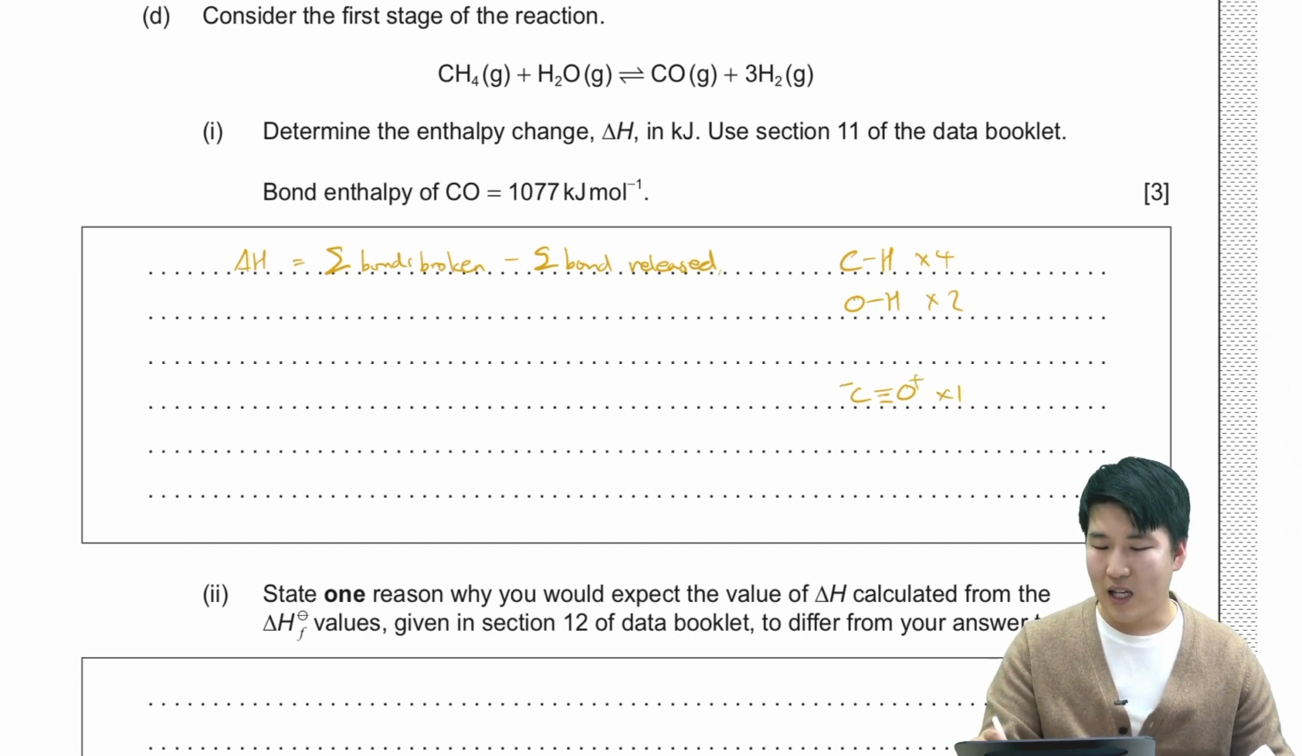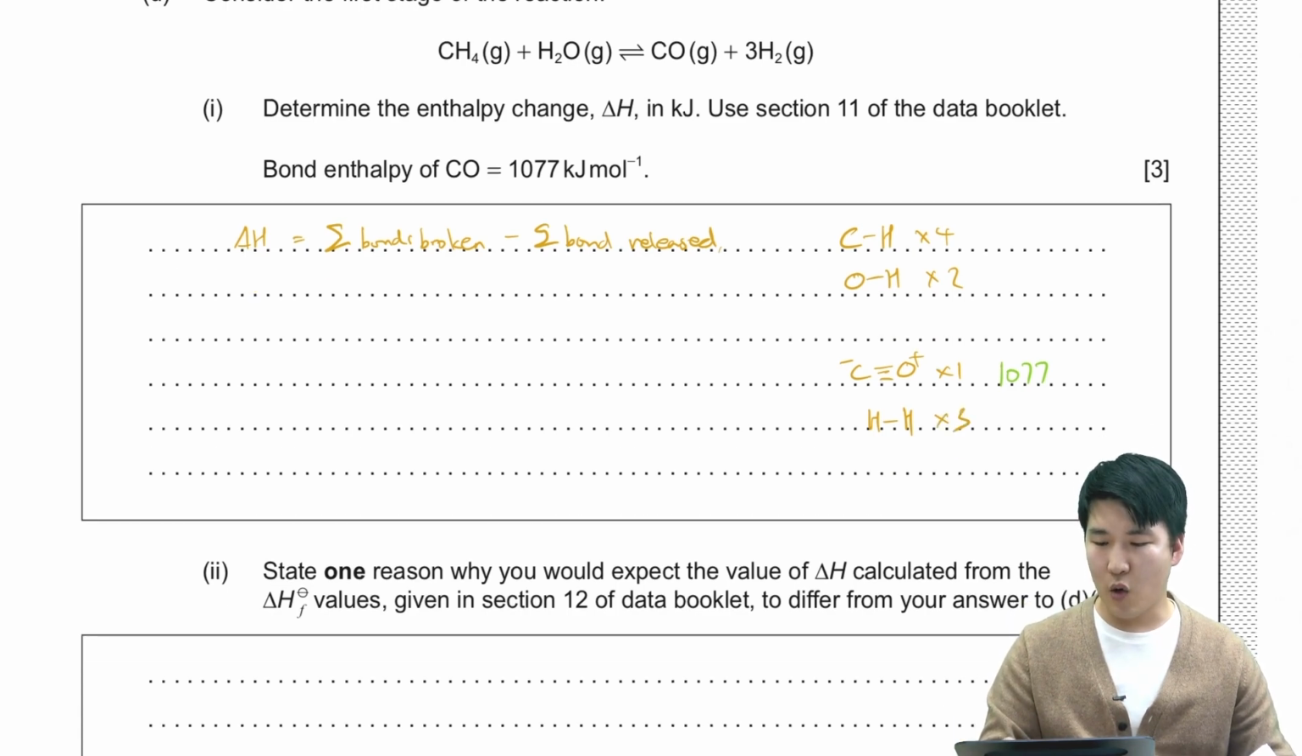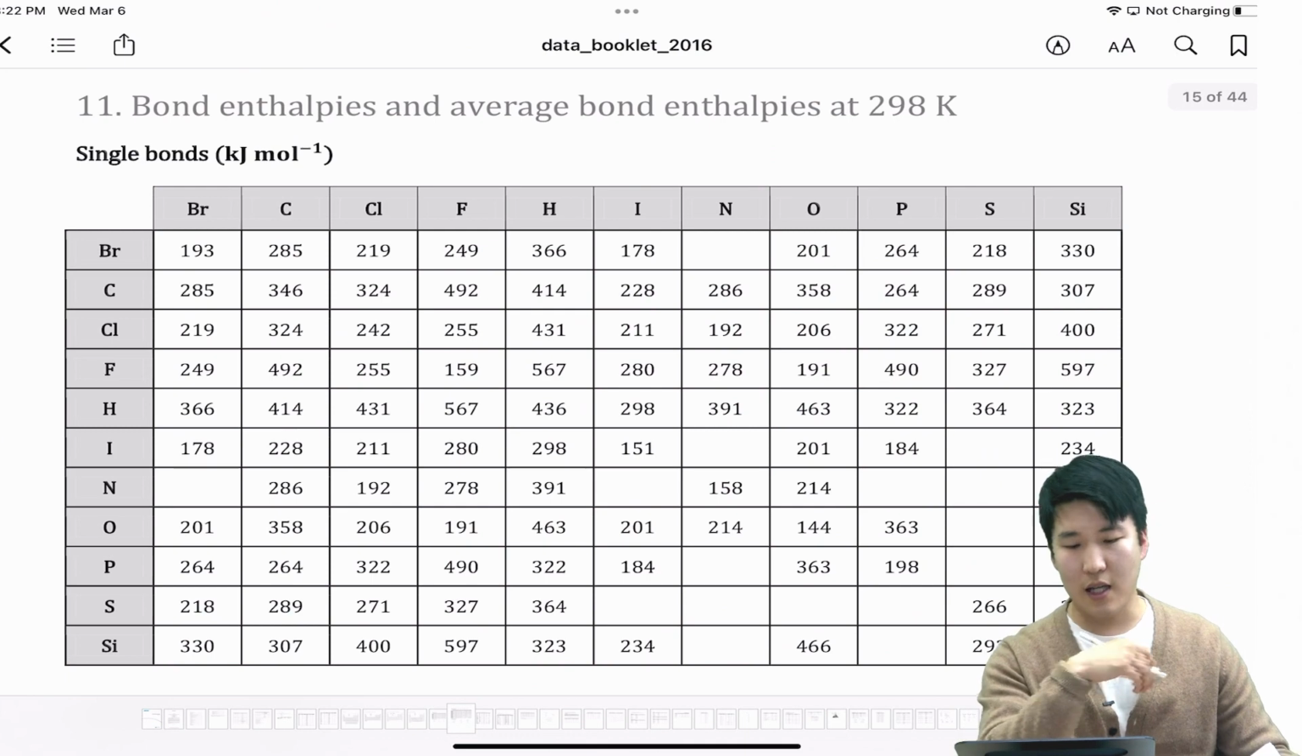We'll need one of them, and we are already given the value for it, which is going to be positive 1077. Finally, we will be needing 3 of H–H singles. Let us go to the data booklet and work these out.